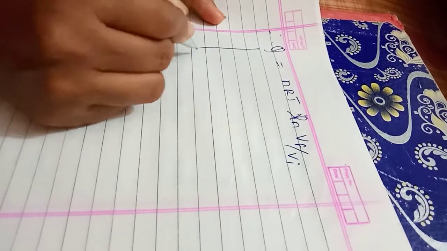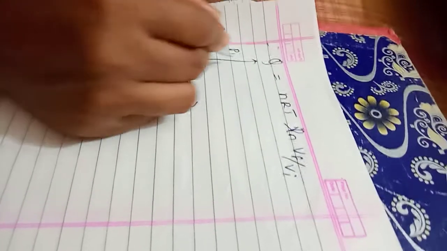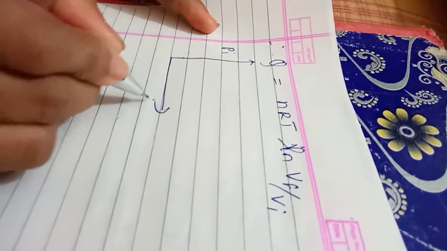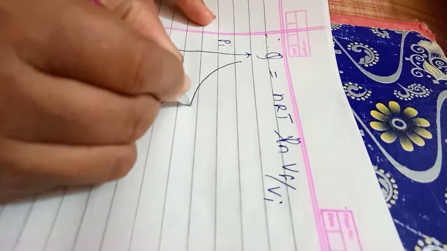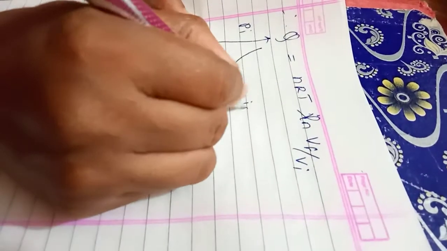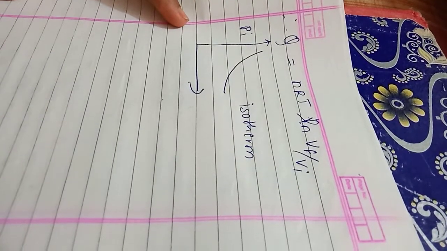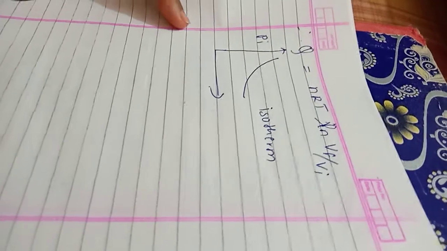Under isothermal conditions, when you plot a graph of pressure versus volume, you get a curve. This curve is obtained at constant temperature, and therefore the curve is called the isotherm.